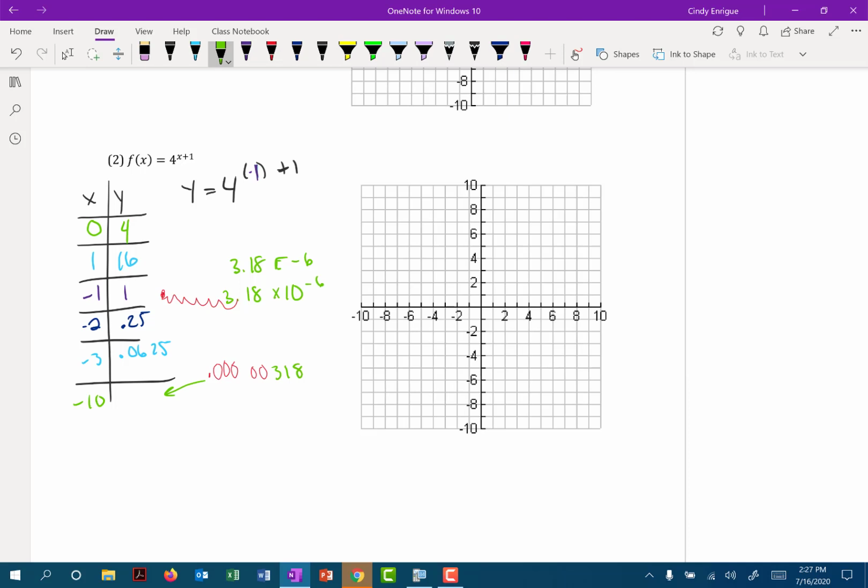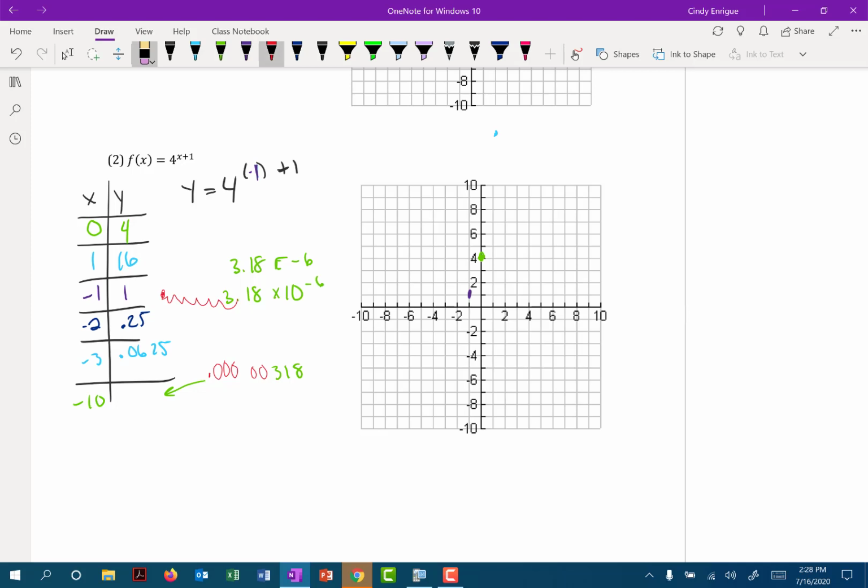So now I have my points. So I have 0, 4. I have 1, 16, that's just like way up here. I have negative 1, 1. Oops, and that was a negative 1, wasn't that? So let's actually go to a negative 1 here. There we go. So that's negative 1, positive 1.